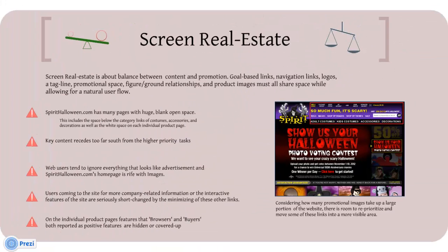The second usability flaw is in the balance of screen real estate. SpiritHalloween.com has many pages with huge blank spaces, and the home page especially is covered with about 90% of promotional material. The navigation and goal-based links and directional cues are covered up by tons of images and advertisements, but users are already on the site. Why do they need to see all that?